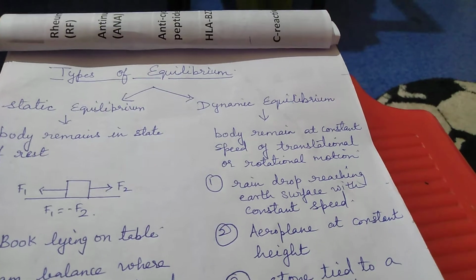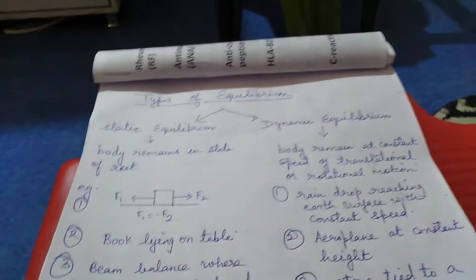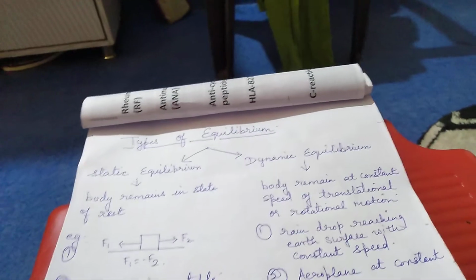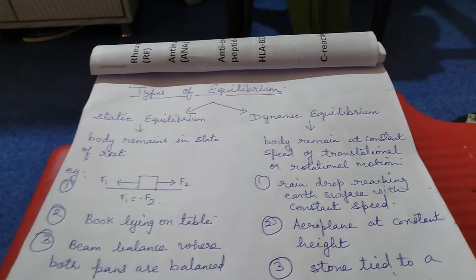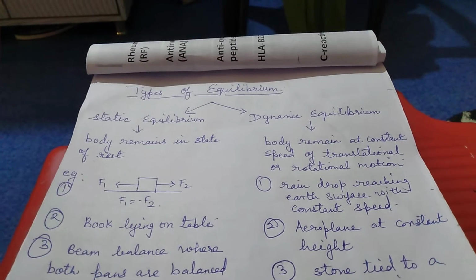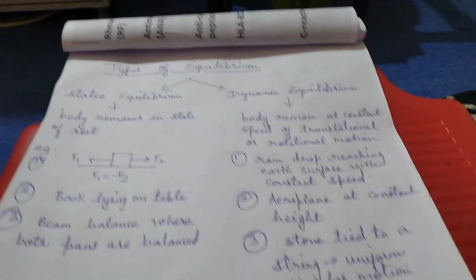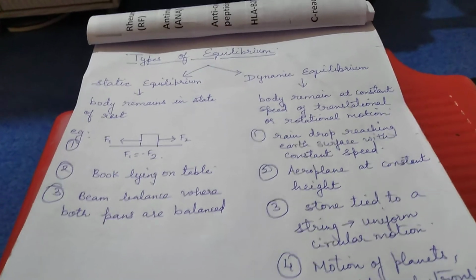The aeroplane is moving at a constant height. Okay, all of you must have done an air flight. Now you will never find the aeroplane going up and down very frequently. It is going to be constantly at one particular height. Here also the forces are balanced. That is dynamic equilibrium.